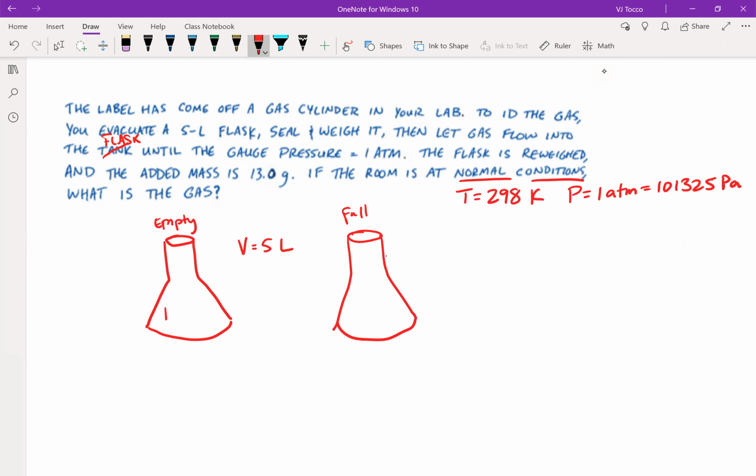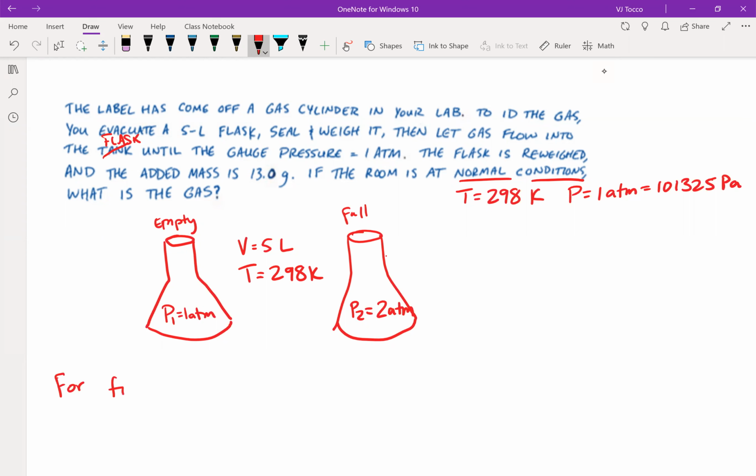My pressure initially, P1 is 1 atmosphere. P2 is going to be the gauge pressure is 1 atmosphere. Once again, that means you have to add back in atmospheric pressure. So this is 2 atmospheres. This is going to be the absolute pressure of the full flask. My temperature is not going to change, so T is going to be the same in either case. So that was 298 K. All right, so for the full case, I have P, V and T, and therefore I can calculate n.